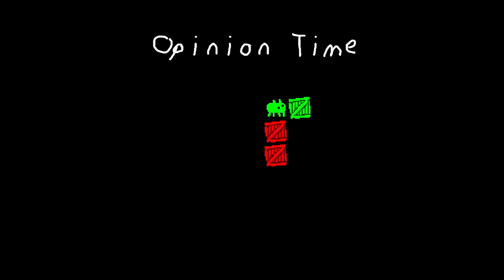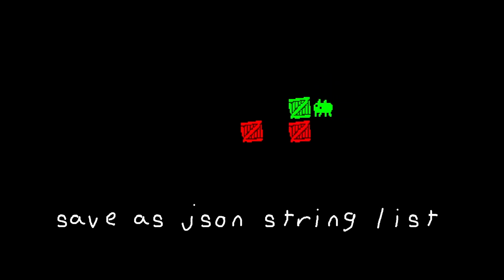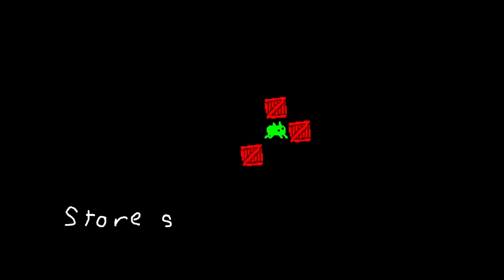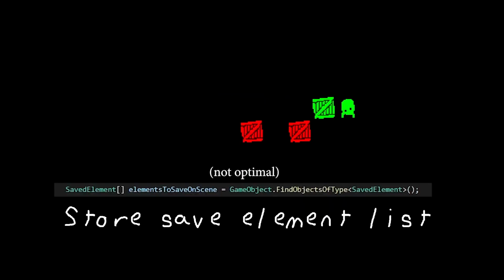Some things that would improve this system: only undo the elements that were changed in the last state, saving the game states as a JSON string instead of an instance of a custom class, keeping track of all my save element game objects somewhere instead of looking for them every time I save or load.